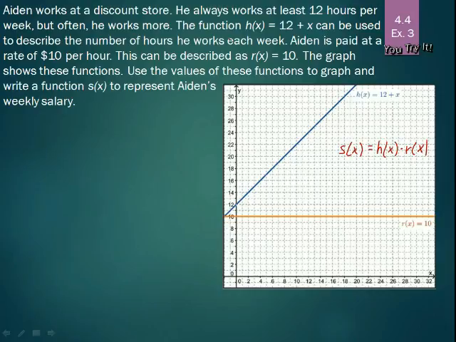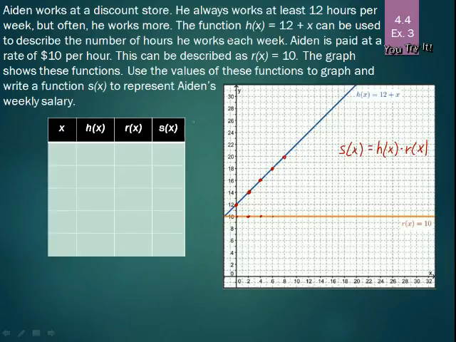For h(x), I see the points (0, 12), (2, 14), (4, 16), (6, 18), and (8, 20). And for r(x), that's easy. We just have 10 for any point that we find here. So let's fill out a table for that. We picked x values 0, 2, 4, 6, and 8. For h(x), we had 12, 14, 16, 18, and 20. And r(x) was just 10 for the y value each time.